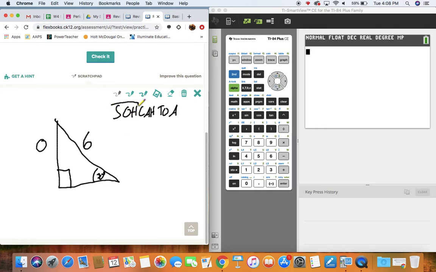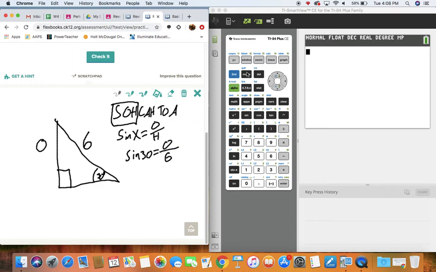That would be sine. Okay, so what this means is that the sine of the angle x is going to equal the opposite over hypotenuse. Well, we know that the angle is 30, so sine of 30 is going to equal the opposite over, we know the hypotenuse is 6.